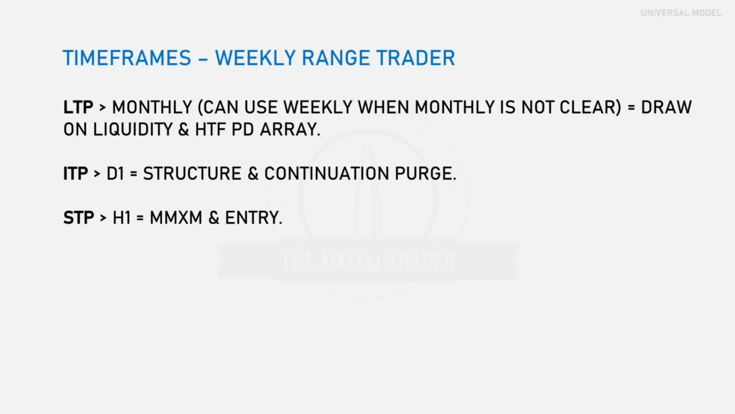So first of all, we're going to talk about that swing trader, right? That weekly range trader. We've got our long-term perspective where we'll use the monthly time frame, and we can also use the weekly time frame if the monthly is not clear enough, and this will be our drawn liquidity and our higher time frame PD arrays. Then we're going to go to that intermediate term perspective, right? We're going to use our daily structure and continuation purge, and then on the short-term perspective, we're going to use a 1-hour market maker model and entry technique.